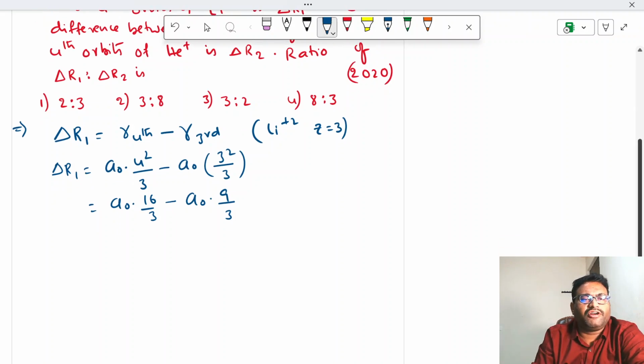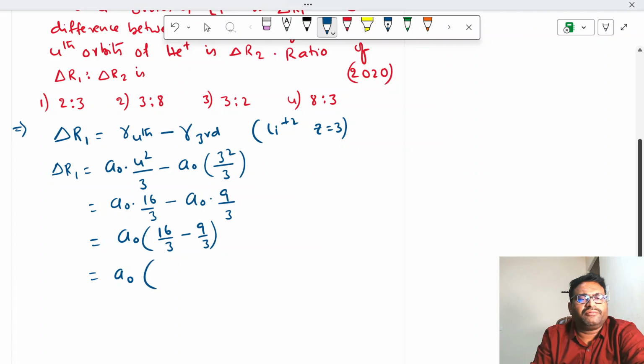Next, what do you get? A0 into 16 by 3 minus 9 by 3, that is A0 into 16 minus 9, which is 7, by 3. This is delta R1.